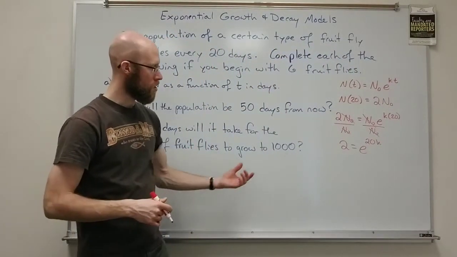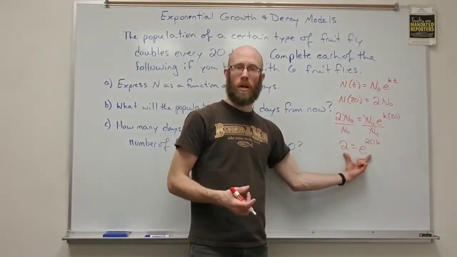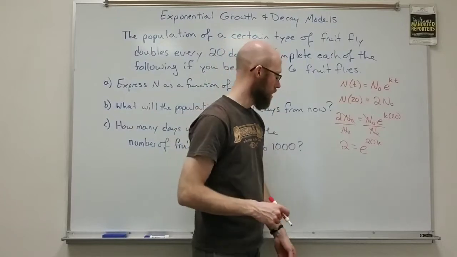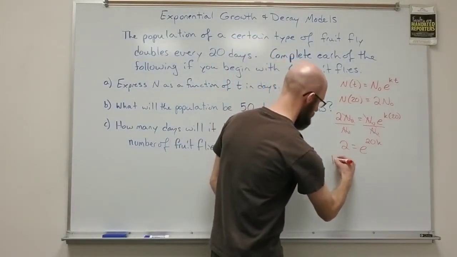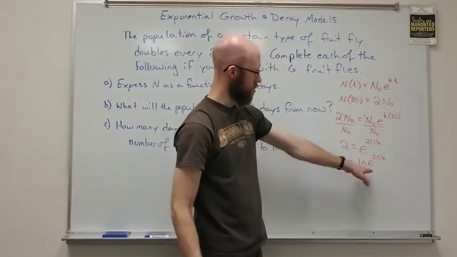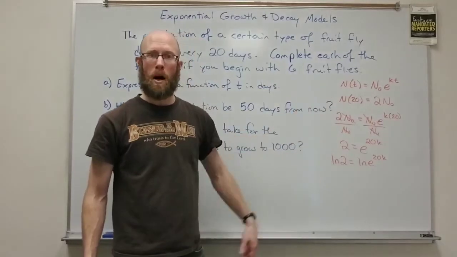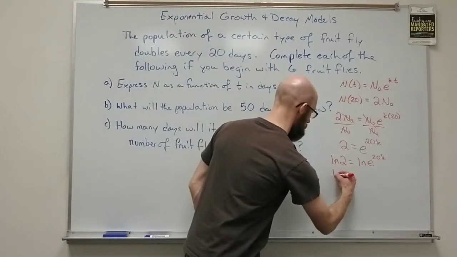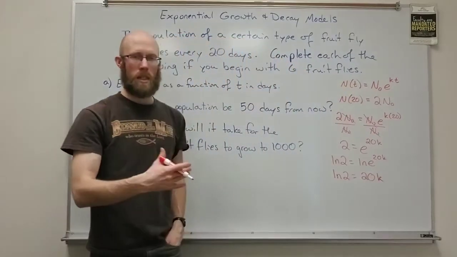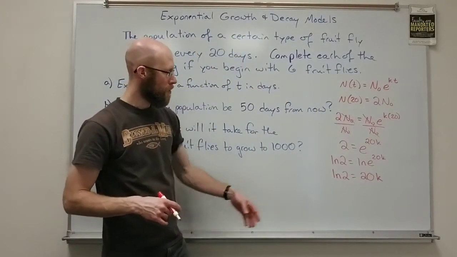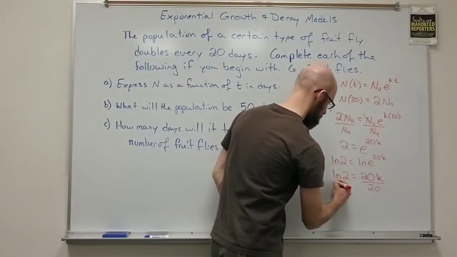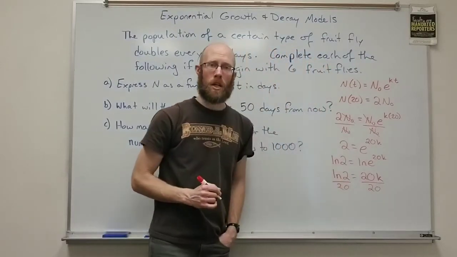And so now I'm going to solve this exponential equation for k by utilizing the natural log, okay? If I take the natural log of both sides, natural log of 2 equals the natural log of e to the 20k. And of course, the natural log of e to something is just that power. And so we have the ln of 2 is equal to just 20k. The natural log and the e kind of cancel each other out there. And then I divide both sides by 20 to find the value for k.